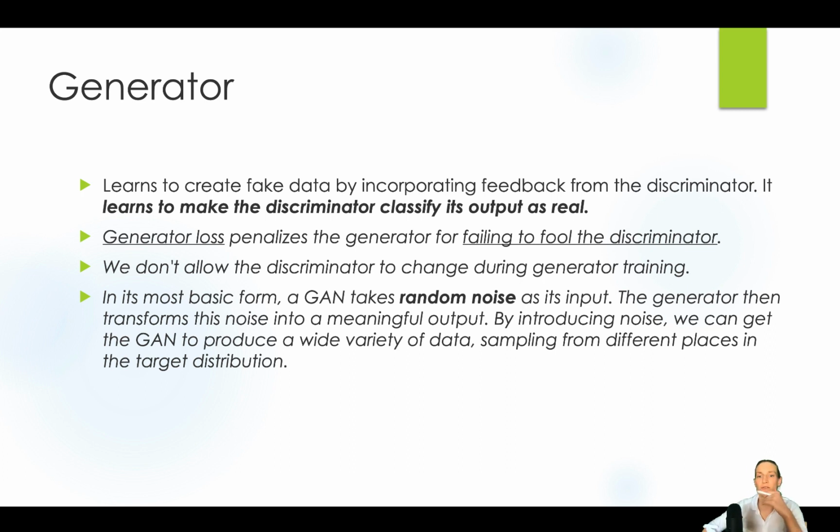In the most basic form, a generative adversarial network takes random noise as its input. The generator then transforms this noise into a meaningful output, through this mapping function that is inside the generator, or that's a function of the generator network. And by introducing noise, we can get the GAN to produce a wide variety of data, sampling from different places in the target distribution.